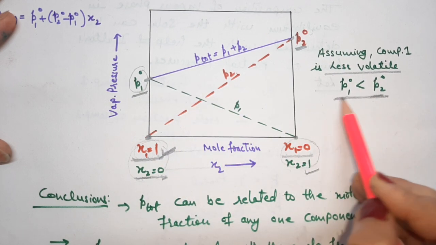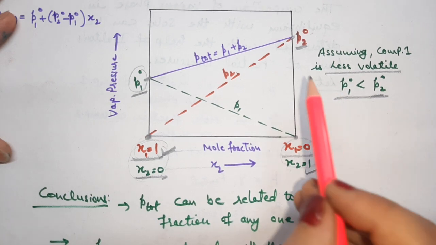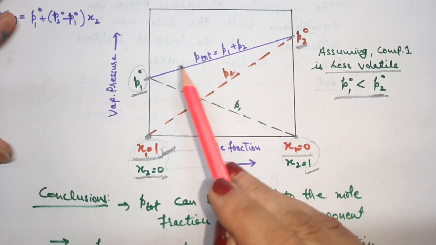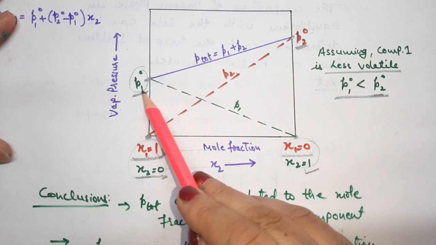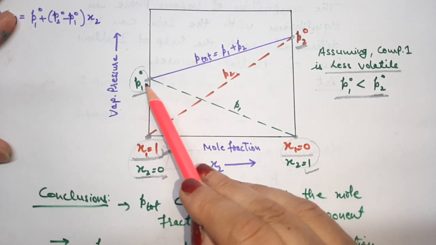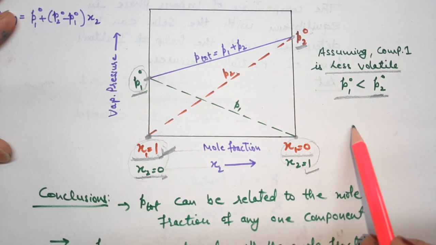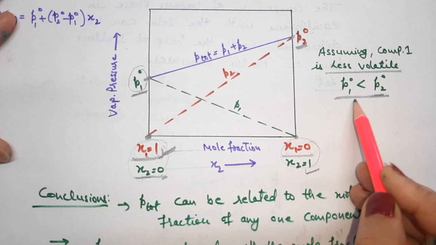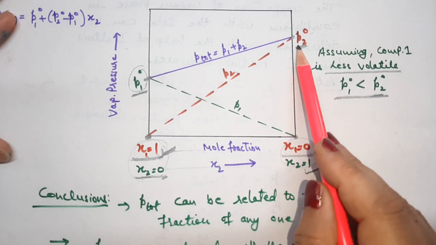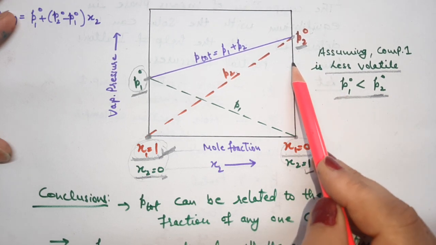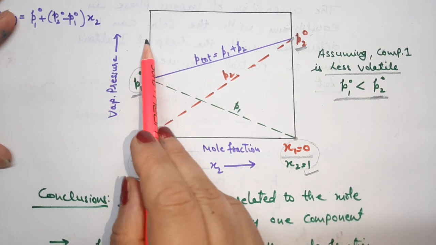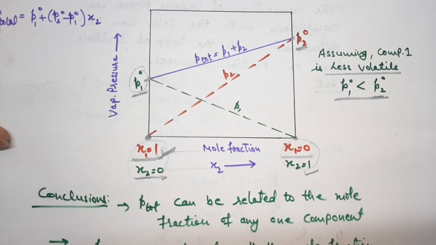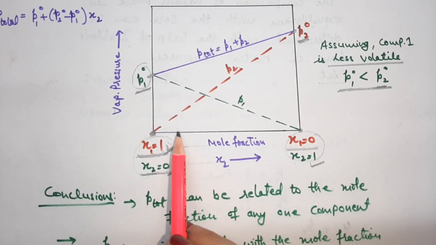So if this is the condition, then of course the vapor pressure P2 node of the second component will be higher than the vapor pressure P1 node of the first component. If we consider the reverse condition where P2 is less than P1, then of course the P2 node point will be here and the P1 node point will be above that of P2 node. So this was the graph which was showing.